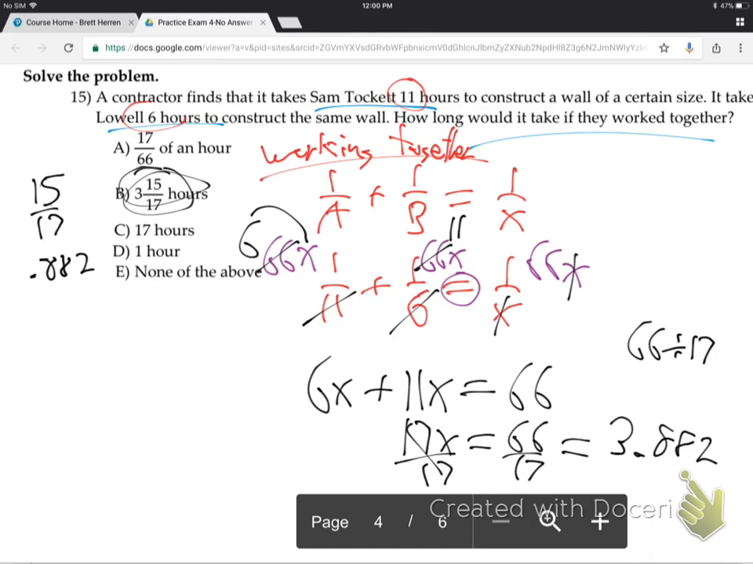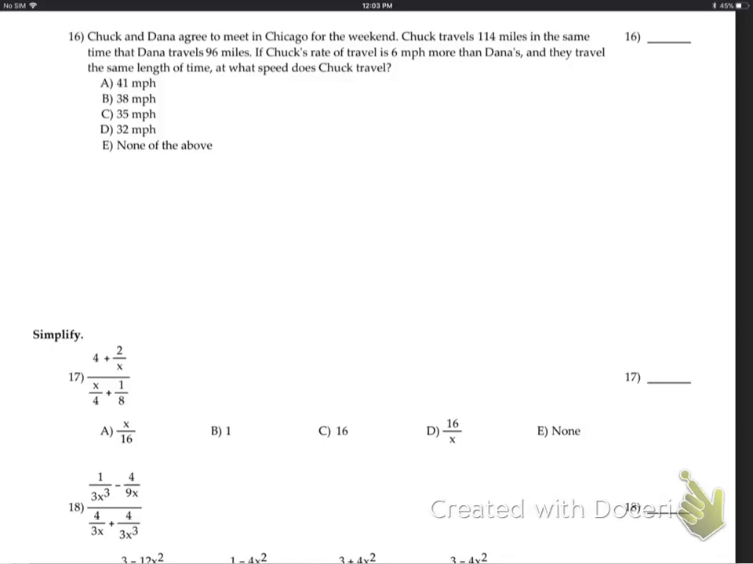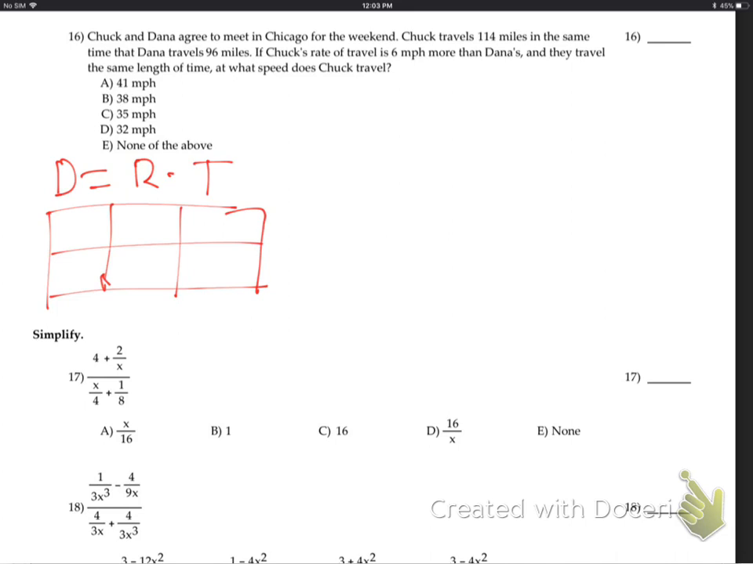Good. 15 problems. All right, Chuck and Dana, Chicago. What formula do we use on these travel ones? The dirt formula, yeah. Distance equals rate times time. I was just reminding my pre-calculus students of the dirt formula an hour ago, and they'd all forgotten. Distance equals rate times time.